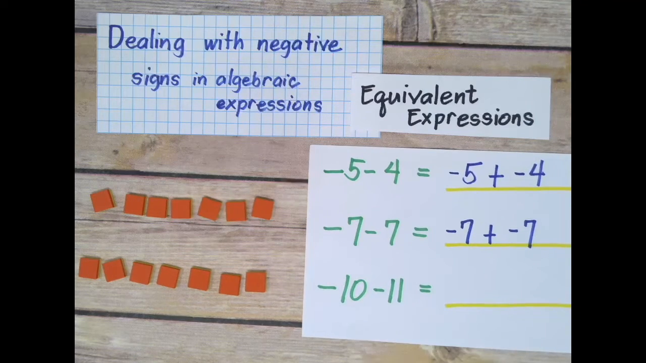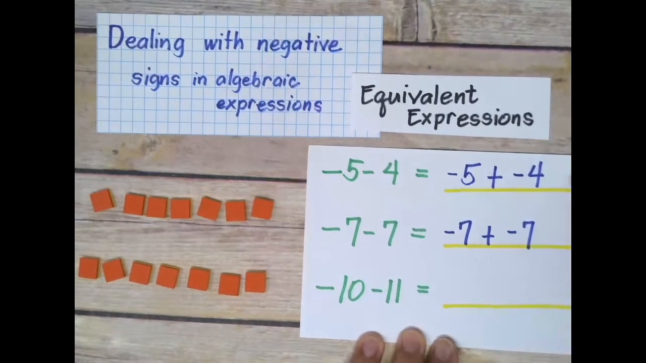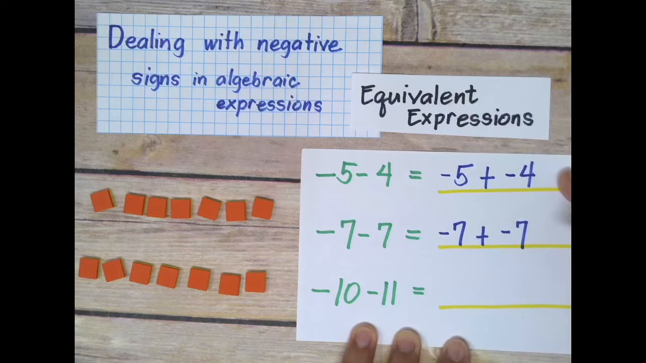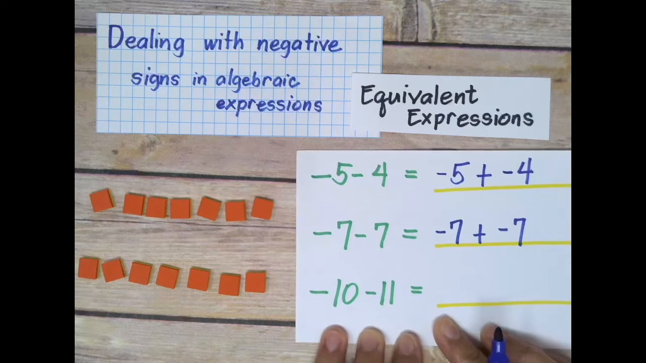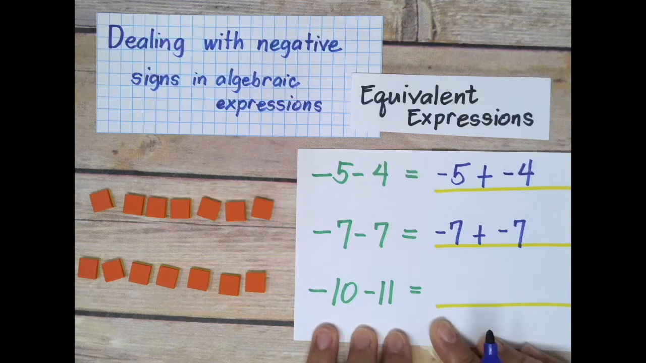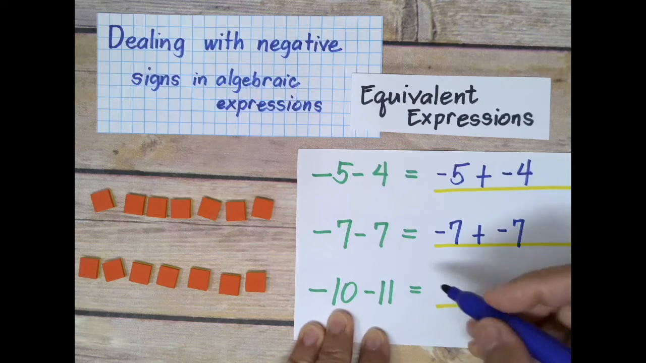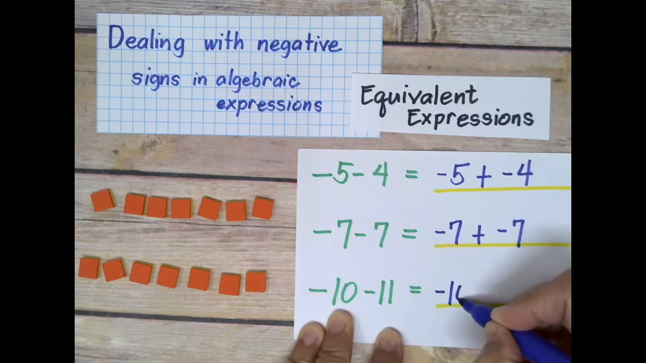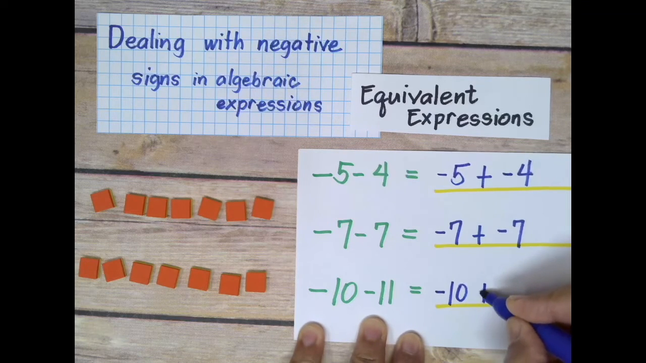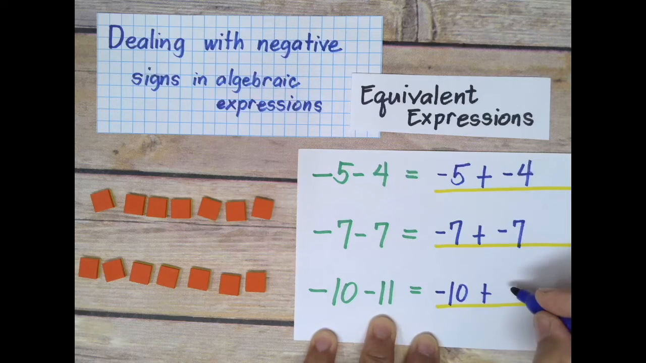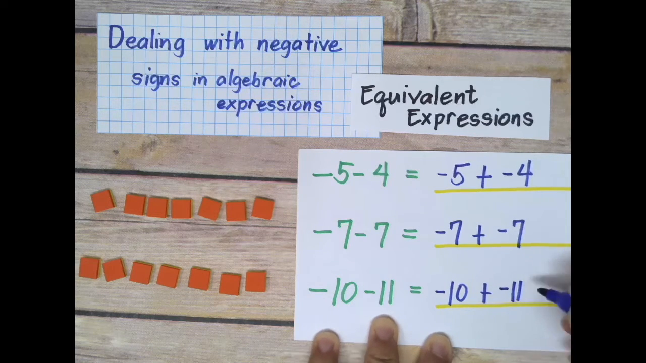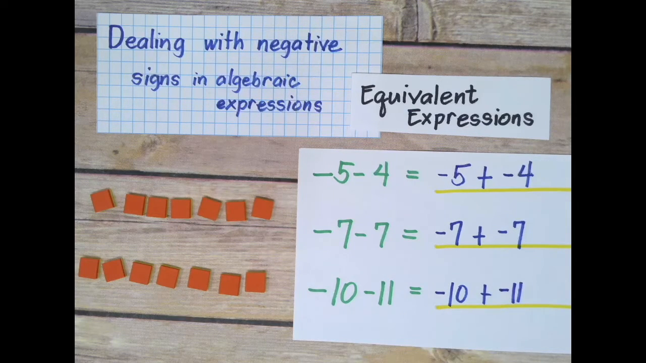So using what we have learned from the first two examples, let's apply that to find the equivalent expression for negative 10 minus 11. So the first number will still be negative 10, and then plus the opposite of positive 11, which is negative 11.